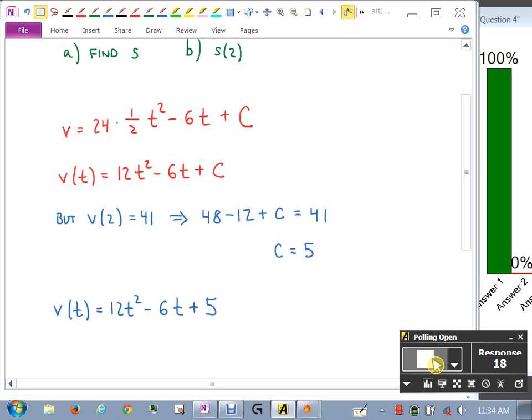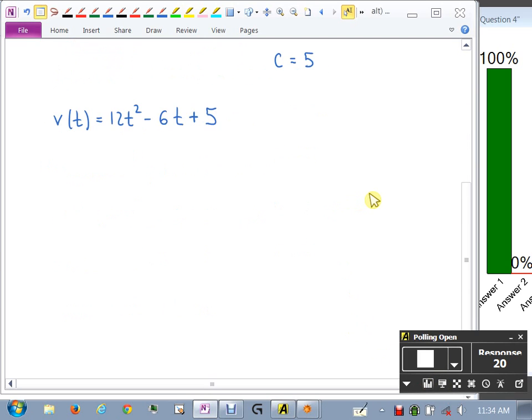Okay. Am I done? No, I've only recovered velocity. I need to get back to position, so I'm just going to repeat this process again, right? Let's do that. So the position function, s of t, will be the antiderivative of this, which would give us 4t cubed minus 3t squared plus 5t plus a constant. Now, I did that one a little faster. I'm just expecting that everyone, given enough time, could do power rule on each of those.